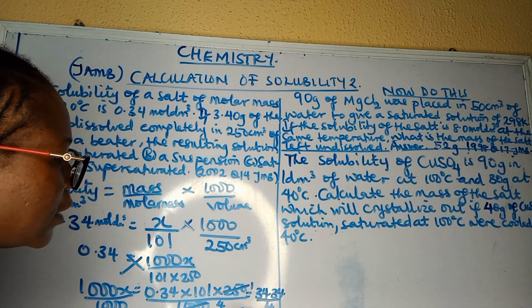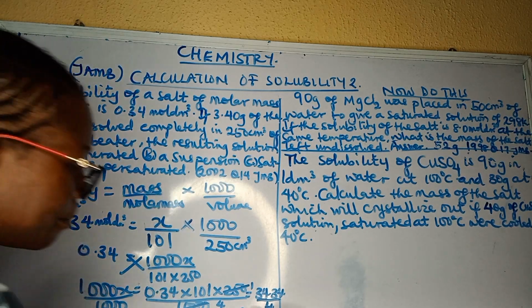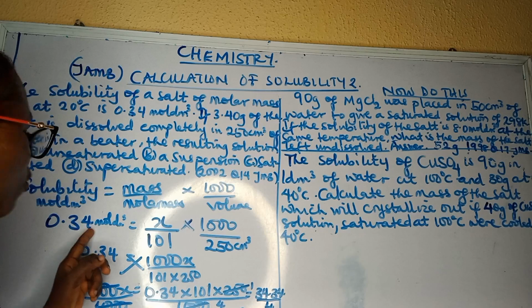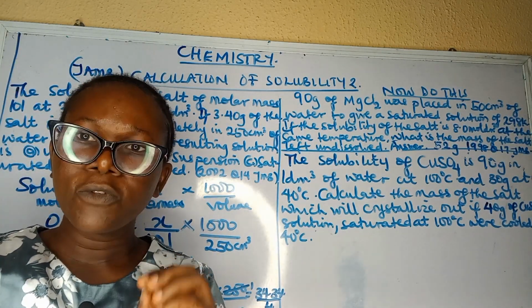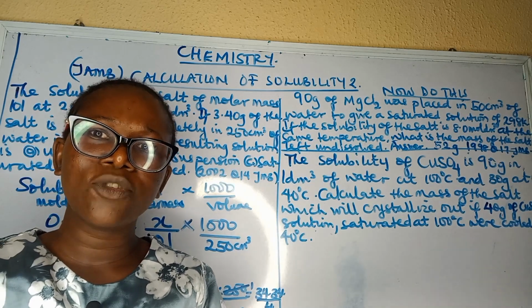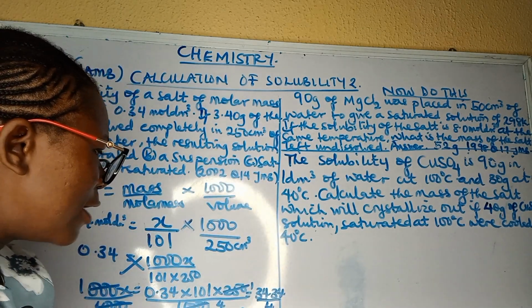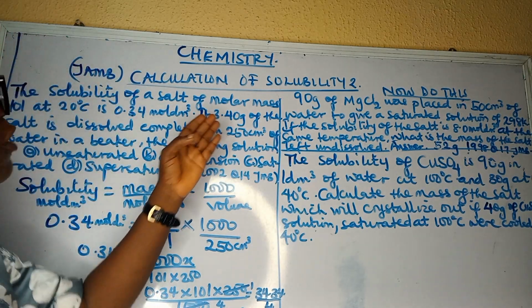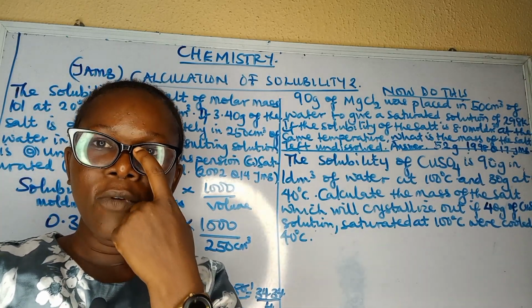And the final answer is 8.585 gram. That is for a solubility of 0.34 mole per dm cube. The actual mass of salt that would have dissolved in 250 cm cube is 8.585 gram. But in this case, 3.4 gram was dissolved in 250 cm cube of water.